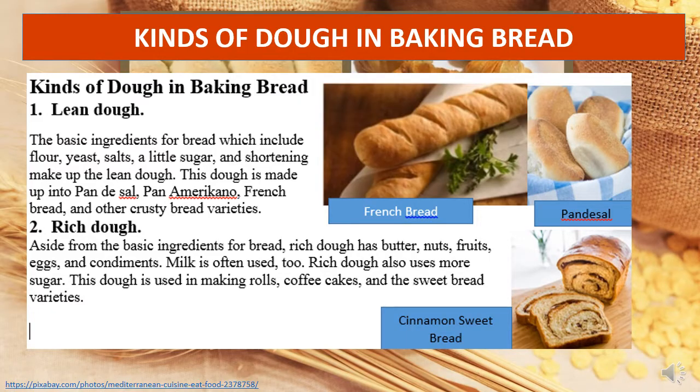The next kind of dough is the rich dough. Aside from the basic ingredients for bread, rich dough has butter, nuts, fruits, eggs, and condiments. Milk is often used too. Rich dough also uses more sugar. This dough is used in making rolls, coffee cakes, and sweet bread varieties.